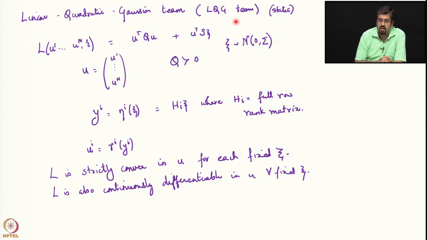It's easy to see that these hypotheses are being satisfied. This follows from the positive definiteness of Q, the quadraticness of the cost, and the fact that the information structure is that y_i is a function of only psi. So this problem is therefore a static team problem.